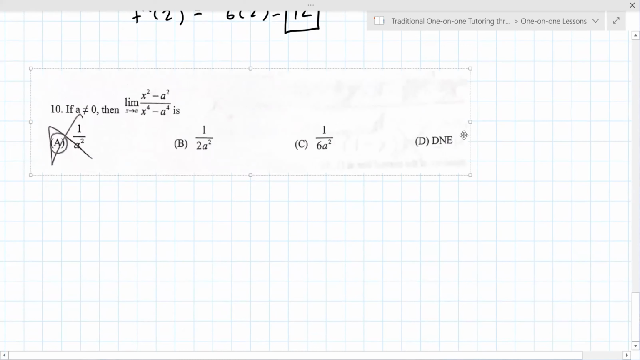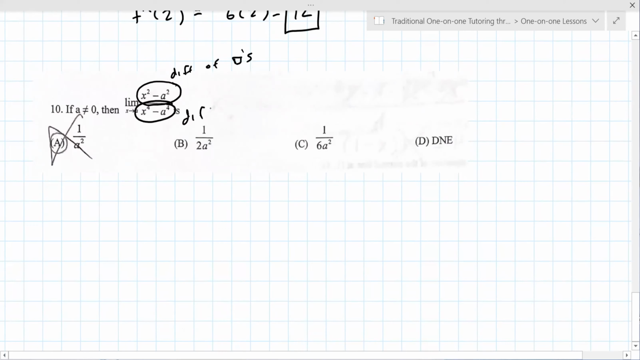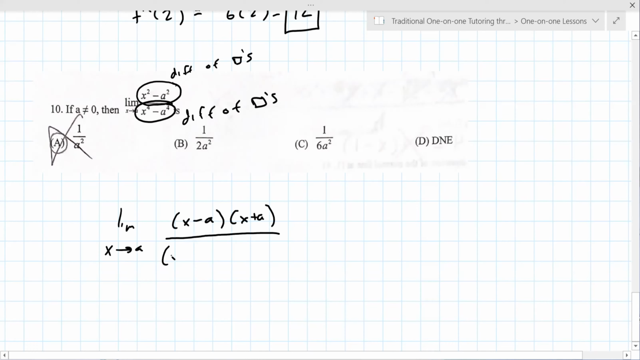Yeah. So do you see now that this is a difference of squares? Oh yeah. And the bottom is actually also a difference of squares, although it's a higher order. You do GCF on the bottom and then difference of squares. So let me start out at the top. The top is x minus a, x plus a. The bottom is x squared minus a squared times x squared plus a squared. If that's not clear, we should go through that. No, that makes sense.